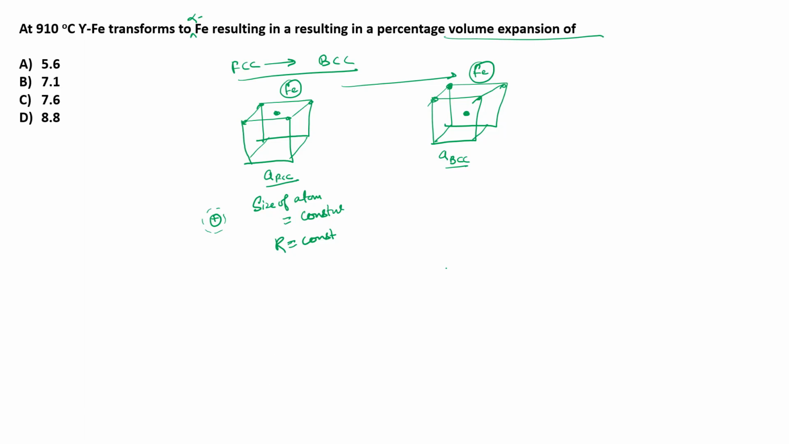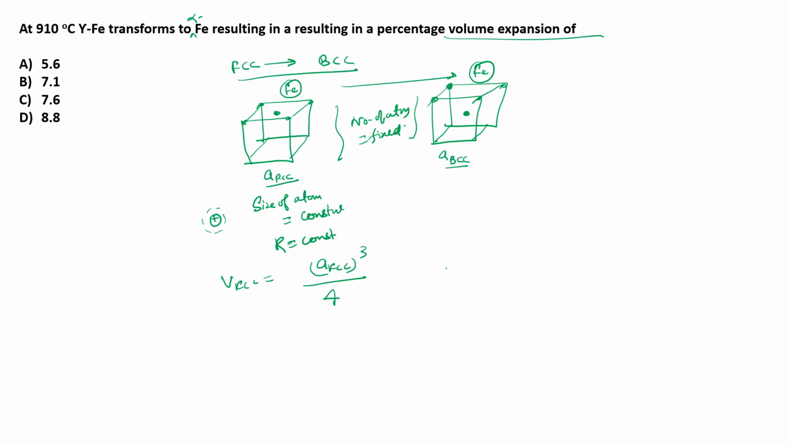So let us see. The volume of this FCC will be A FCC cube divided by 4. Why 4? Because we want to calculate the volume per unit atom, right? The number of atoms will also be fixed, right? And we know whenever we have FCC, we effectively have 4 atoms.